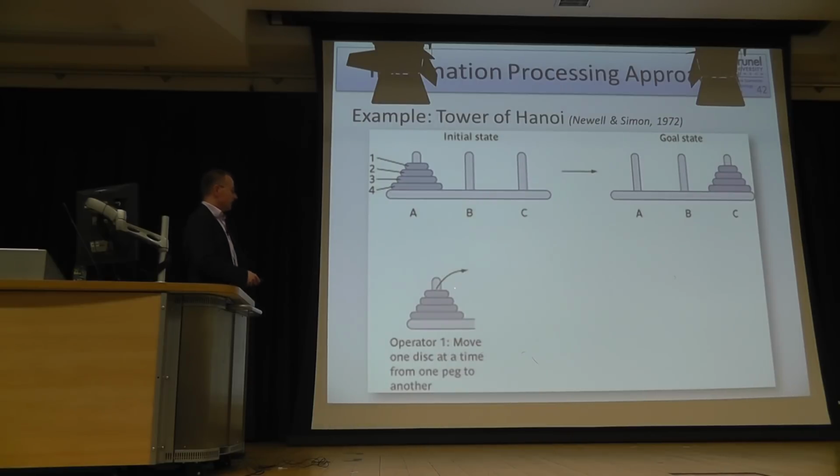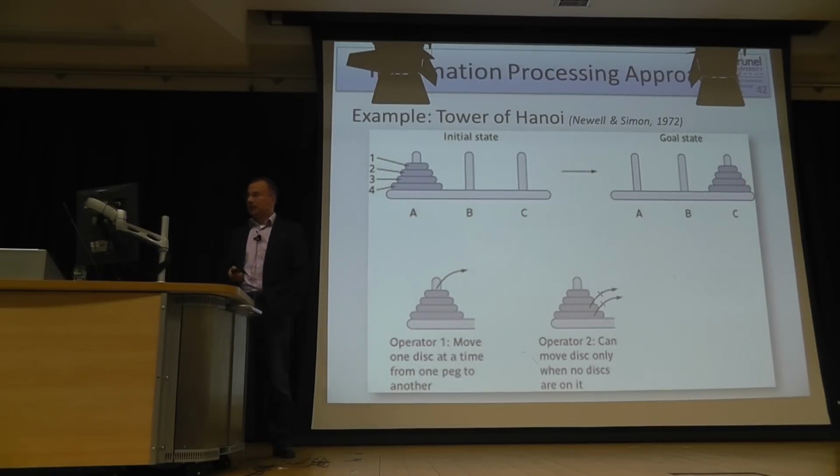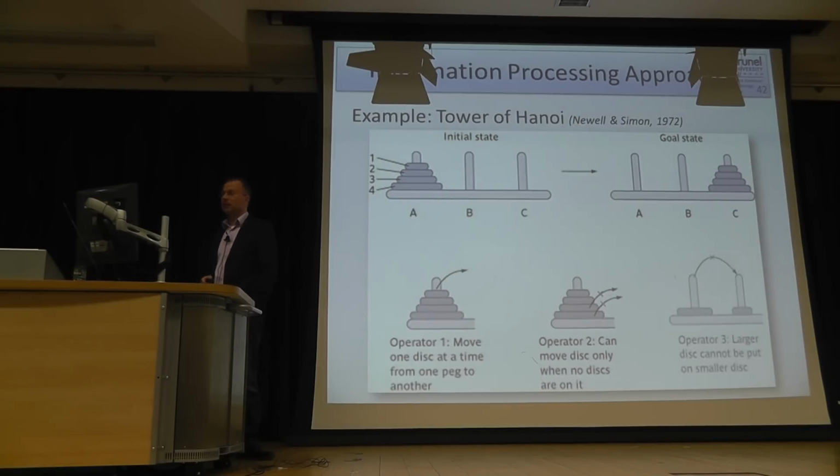The first one is that you are only allowed to move 1 disc at a time. The second one is you can only move a disc when there are no other discs on it, so only the top discs of a pile. And the third one is you're not allowed to put a larger disc on a smaller disc. So the one on top must always be smaller than the one below.